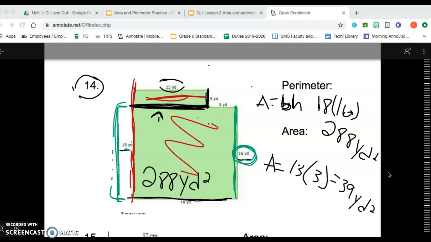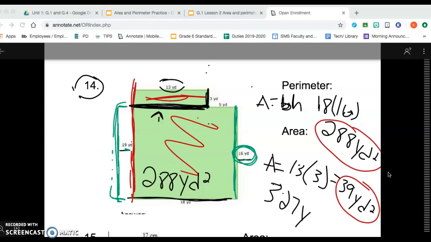So now that we have our two areas, we have the 288 and the 39, now all we have to do is add them together to get the area of the entire shape. So I'm going to do 39 plus 288, and I get 327 yards squared. So that's the final answer.